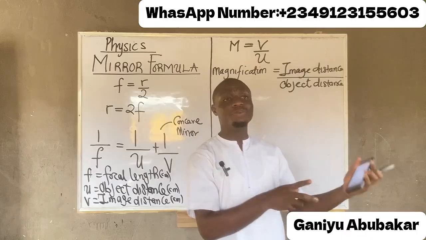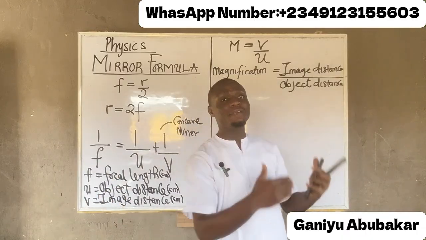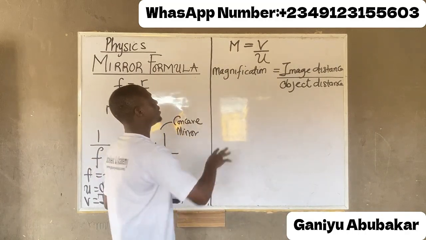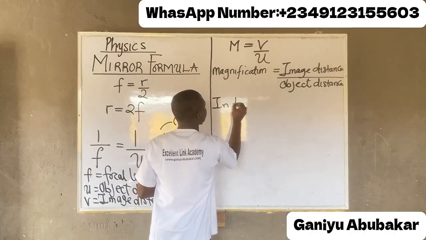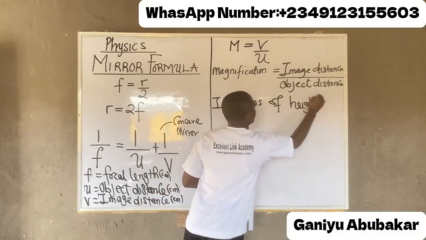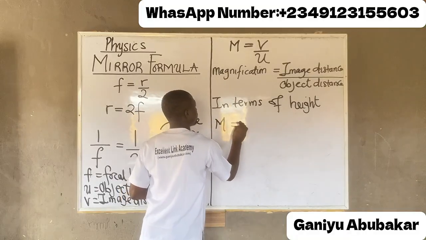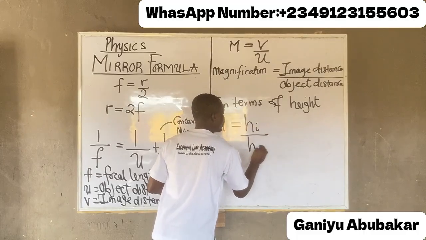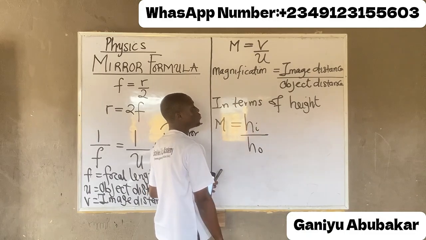It tells you how big or how small something is, and by expression it means image distance over object distance, as shown on the board. But in terms of height, what would be the expression for magnification? Please note that magnification in terms of height is equal to height of image over height of object. So HI means height of image over height of object.